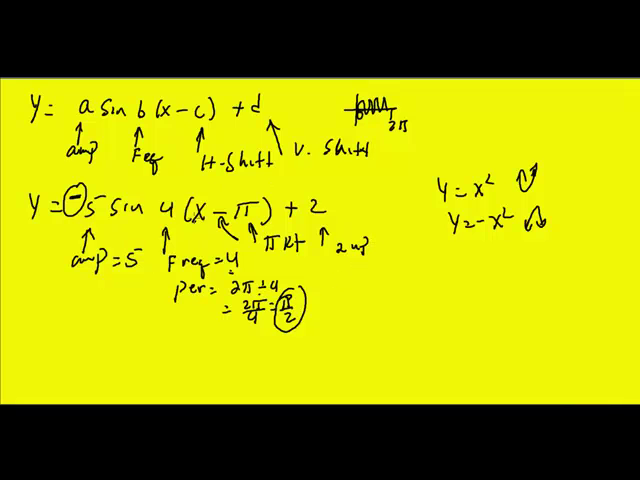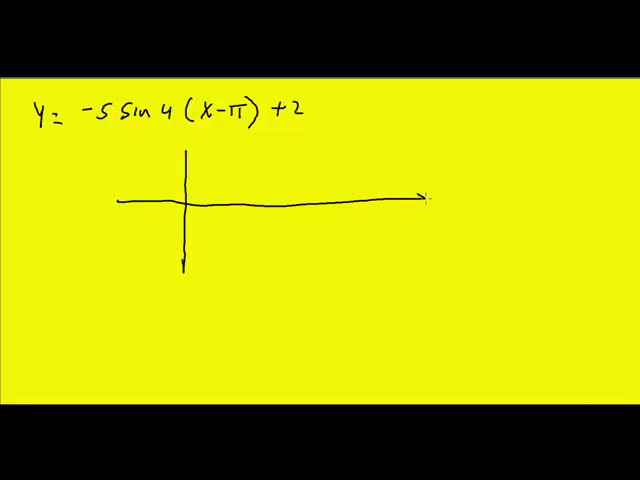Okay, let's graph one of these. Let's graph what we had: y is equal to negative 5 sine of 4 times x minus pi, plus 2. First things first, we're going to draw our x and y axis. My amplitude is 5, so I'm going to go up here.